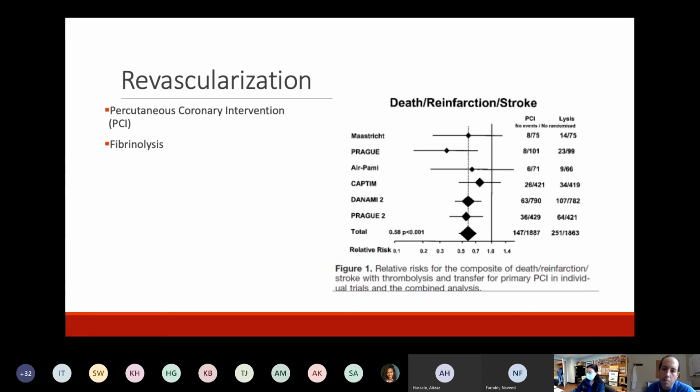But PCI is dramatically better in every sense of every study, every complication. The relative risk of PCI is much, much better than that of fibrinolysis. So I've never seen somebody get lysed. Hopefully I don't ever in the rest of my career as well.